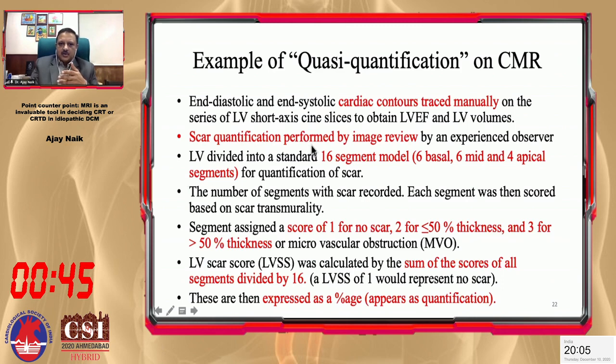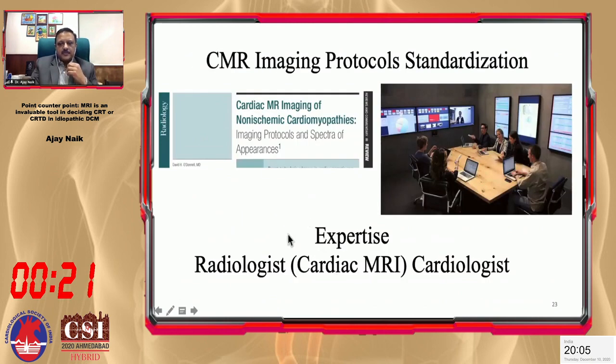The scar quantification is performed by an expert. The LV is divided into 16 segments. Each segment is given a score: 1 for no scar, 2 for less than 50% thickness, and 3 for more than 50% thickness of fibrosis or scar. The sum of all scores is then divided by 16 and expressed as a percentage, and that gives a quasi-quantification. So CMR imaging protocols need standardization.